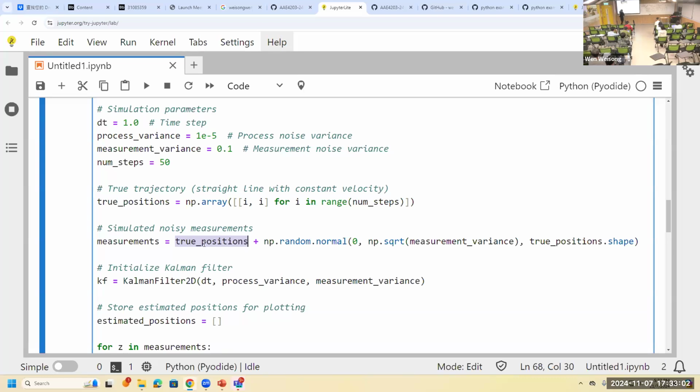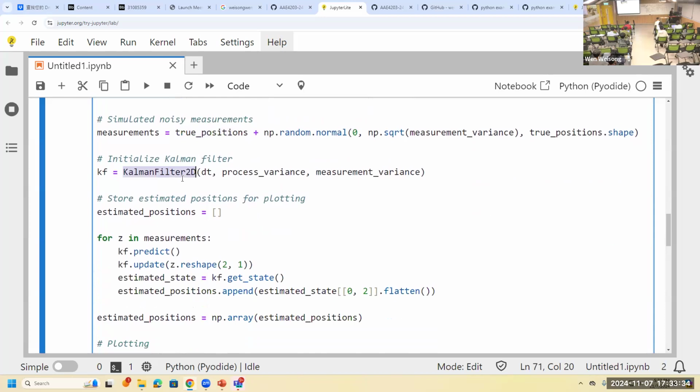So the GPS measurement is simulated based on the ground truth. So ground truth plus a noise. The noise is generated by a random distribution. This is the covariance R. To generate the GPS measurements, you take the ground truth plus the noise. So this is the GPS measurement.